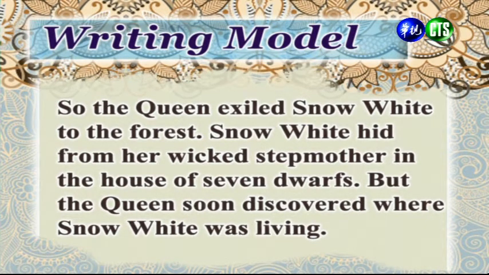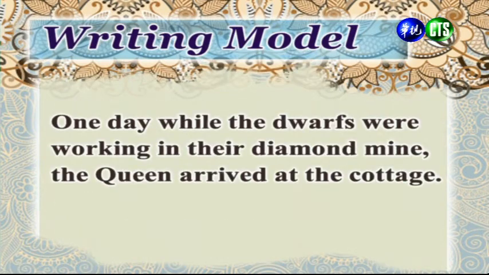Snow White hid from her wicked stepmother in the house of 7 dwarfs. But the queen soon discovered where Snow White was living. 因此，王后将白雪公主驱逐出了王国，赶到了森林里去。白雪公主为了躲避这位邪恶的后母，所以躲在7个小矮人的家里。可是王后最后还是发现了白雪公主的踪迹。One day, while the dwarfs were working in their diamond mine, the queen arrived at the cottage.